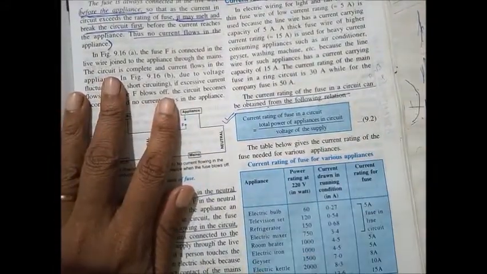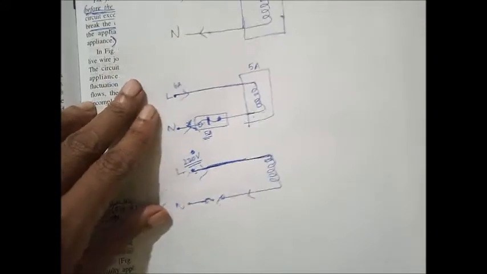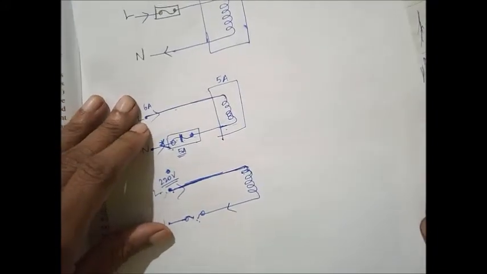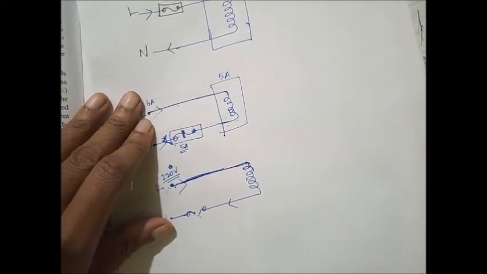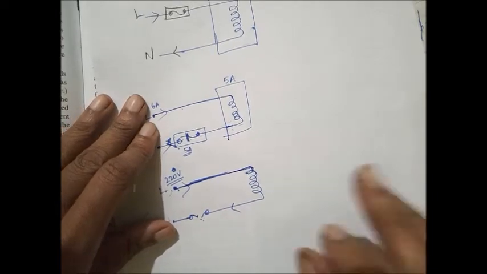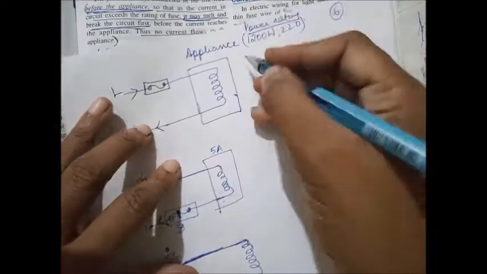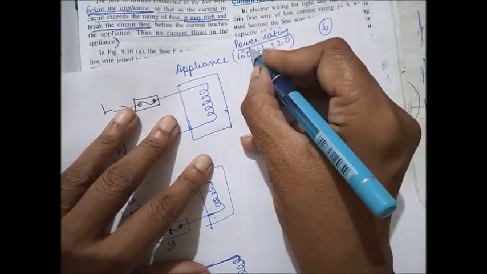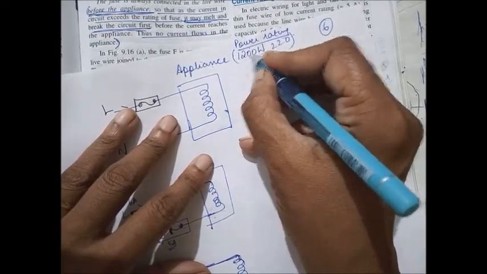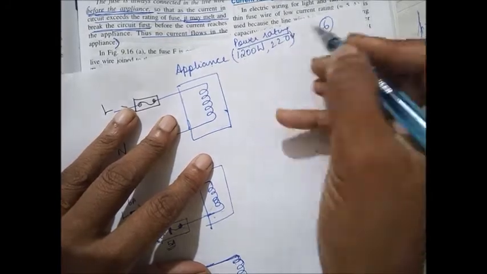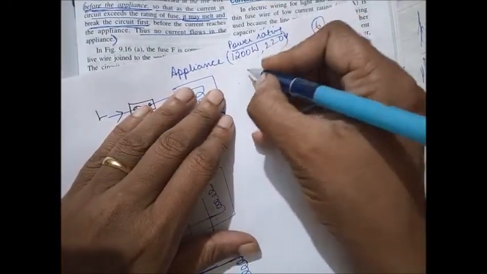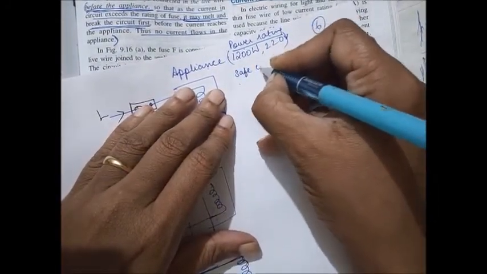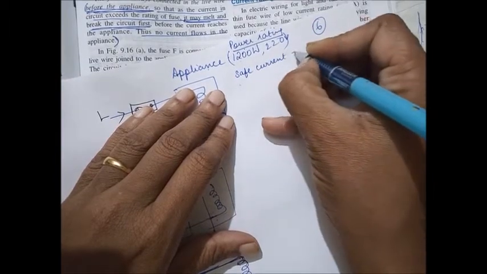Then comes the next topic, current rating. Now each appliance will have a different current rating. Okay, now you know, we studied in the last chapter something about safe current. Every appliance is designed with a power rating, in the sense it will consume this much power when you give this much of voltage. Now with this information, I can calculate something called safe current.